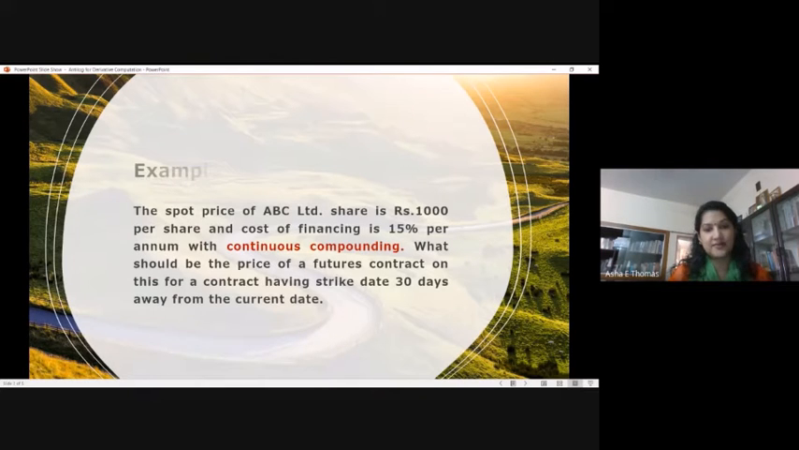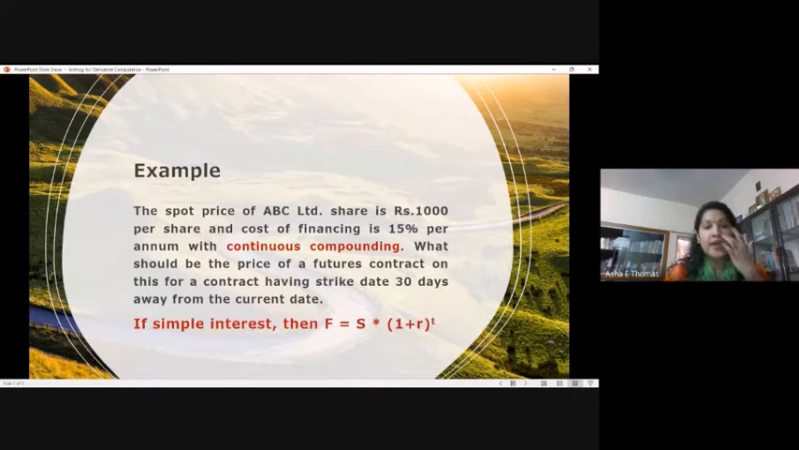Here is a question in front of you. The spot price of ABC Limited is given as 1,000 per share, and cost of financing, that is your R, is 15% per annum with continuous compounding. So it's been compounded on a regular basis. What should be the price of futures contract on this for a contract having a strike date of 30 days away from the current date? So you have a contract which will expire in 30 days.